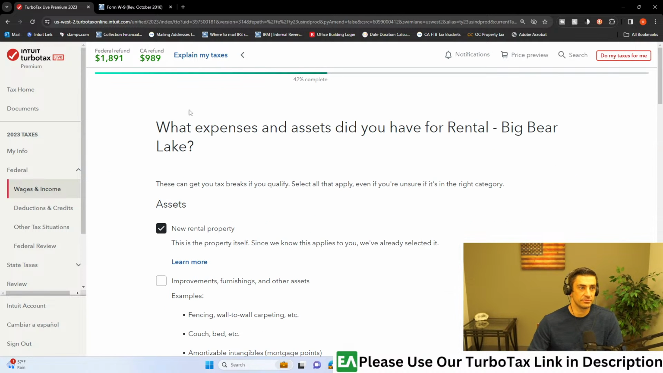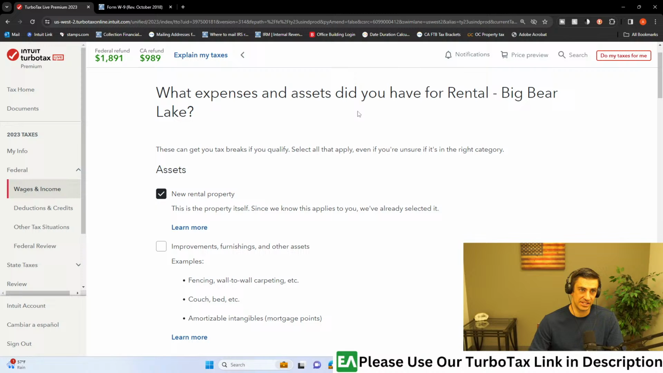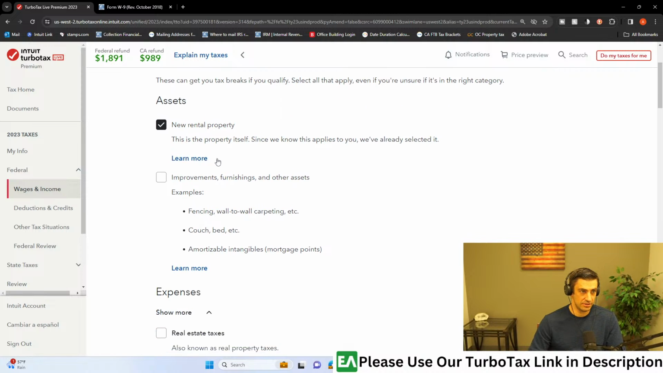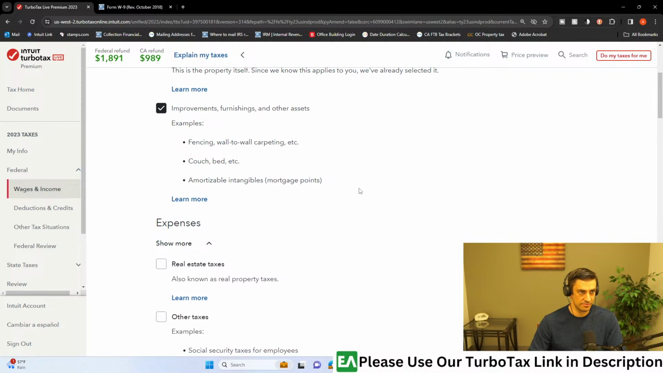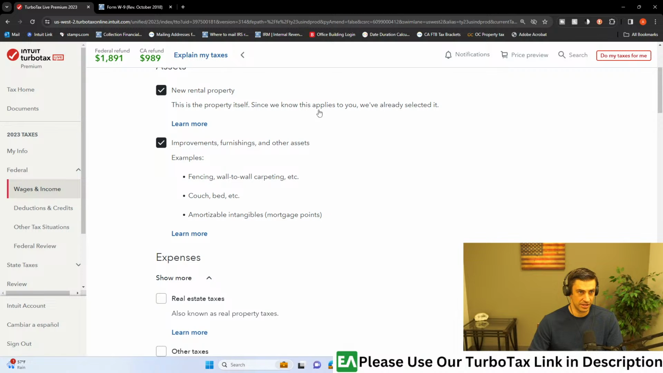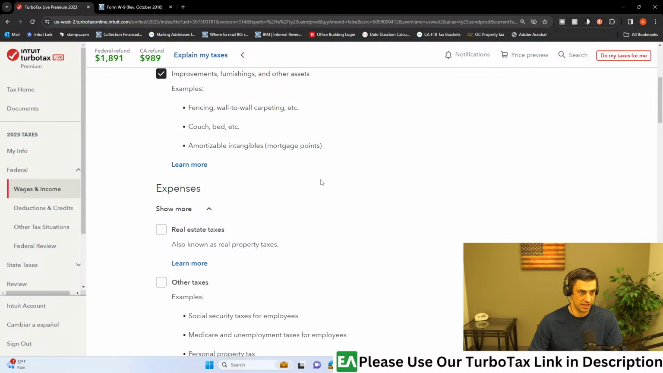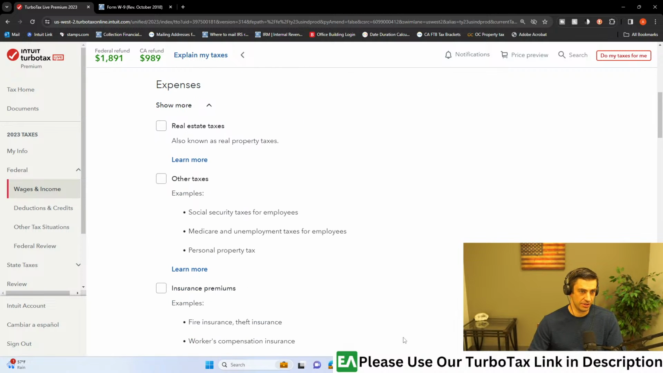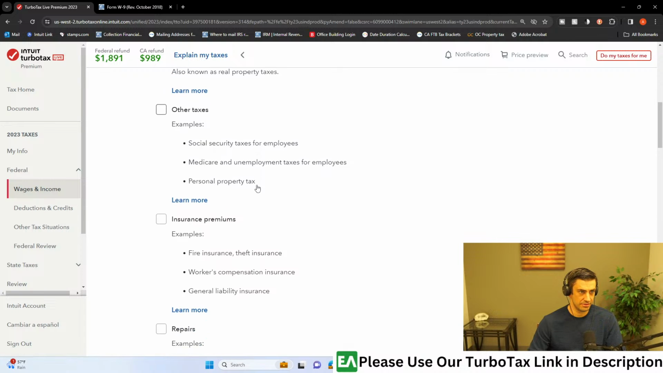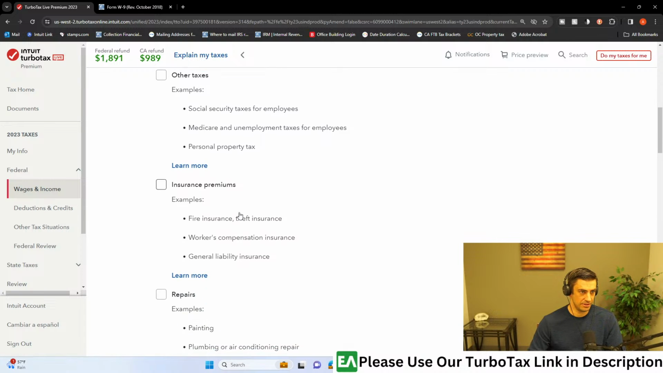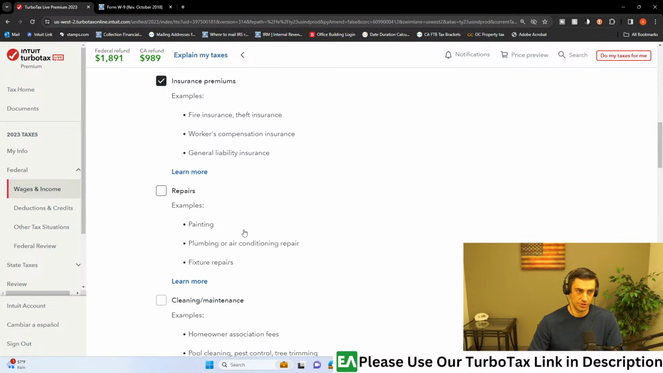Okay, continue. What expenses and assets did you have for rental Big Bear Lake? So it's a new one. Let's say we had some improvements. We'll do that one as well. So the property itself, okay, so we want to depreciate that thing. And then, of course, we had all the common stuff, like the real property taxes. Social Security, no, definitely none of those. No other taxes. Insurance, we pay for homeowners insurance, we'll say.